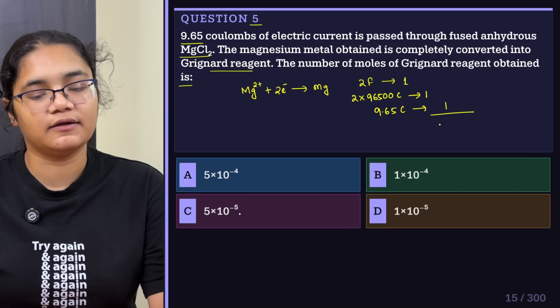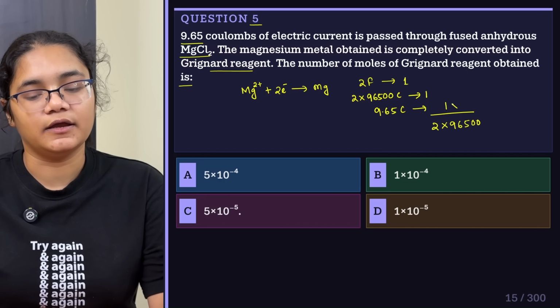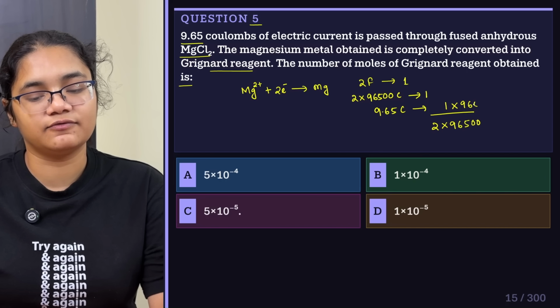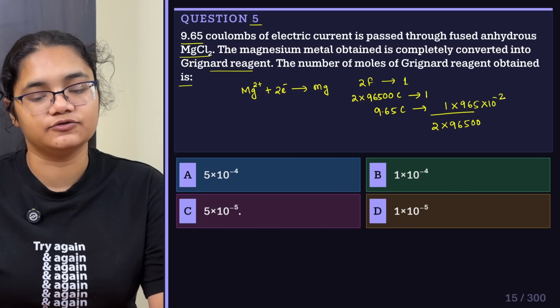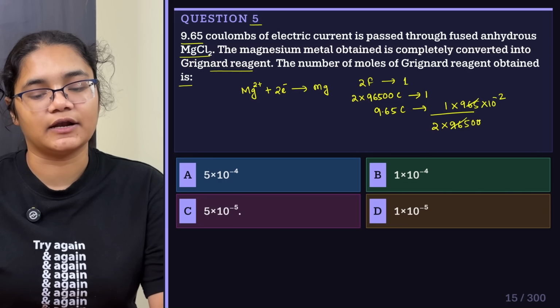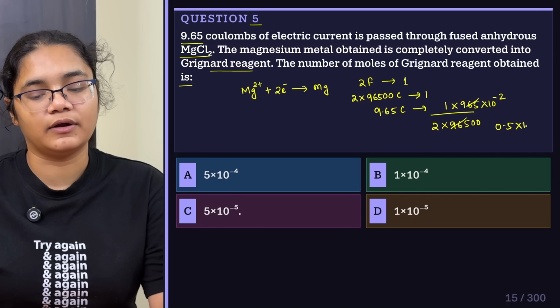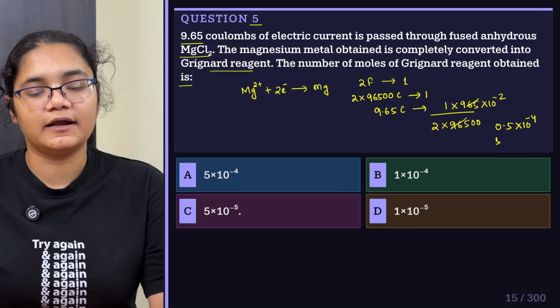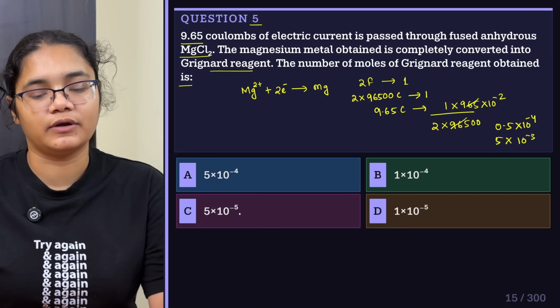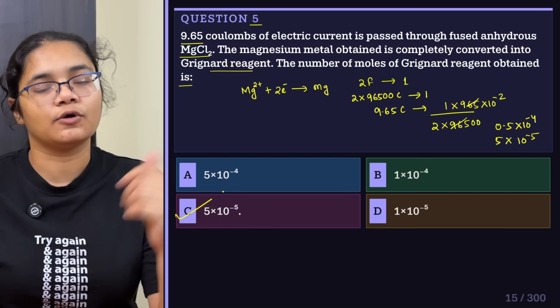So that will be 1 divided by 2 into 96500, into 965 into 10 to the power of minus 2. This got cancelled, it is 10 to the power of 2, this goes up, 1 by 2 is 0.5 into 10 to the power of minus 4. Now if I just arrange, 5 into 10 to the power of minus 5, which is option number C here.